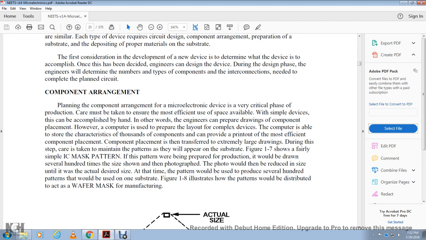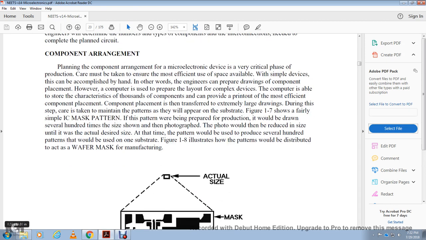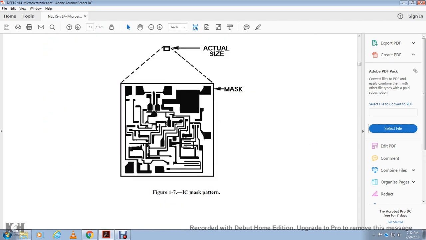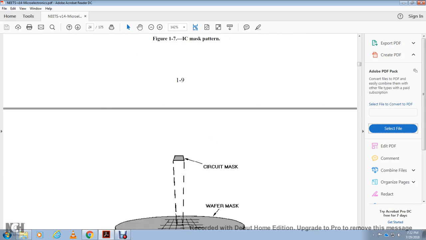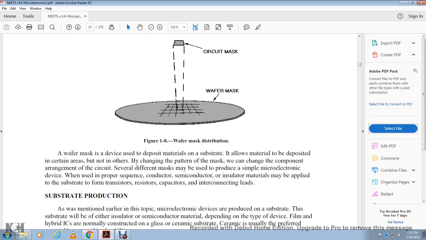At this time, the pattern would be used to provide several hundred patterns on one substrate. Figure 1.8 illustrates how the pattern would be distributed to act as a wafer mask for manufacturing, an actual size mask of the integrated circuit pattern. The wafer mask is just a device used to deposit material on the substrate. It allows the material to be deposited on certain areas of the substrate and not others. By changing the pattern of the mask, you change the arrangement of the components in the circuit.